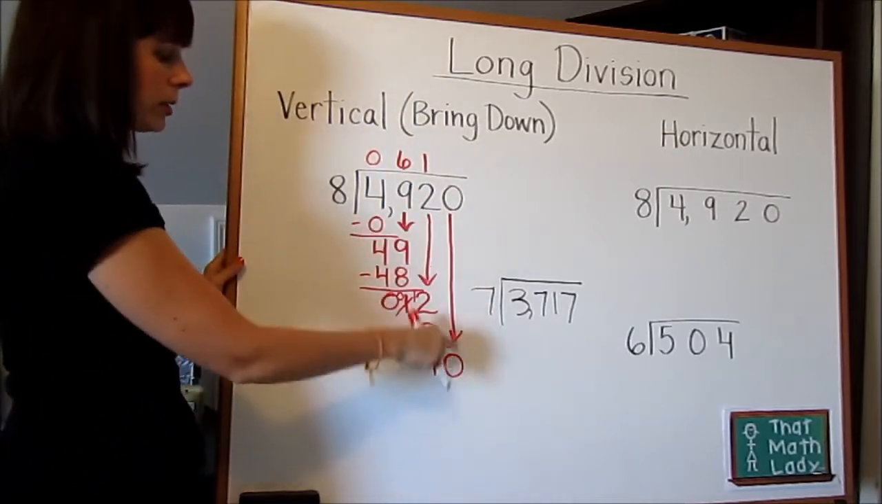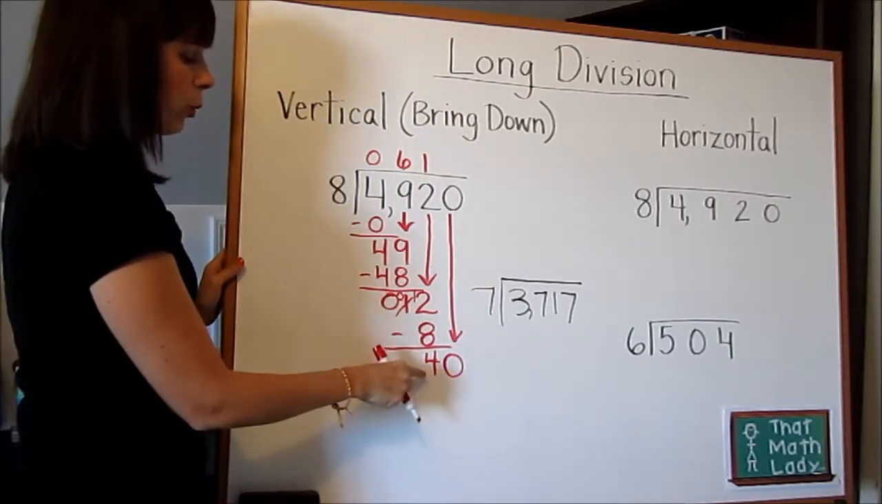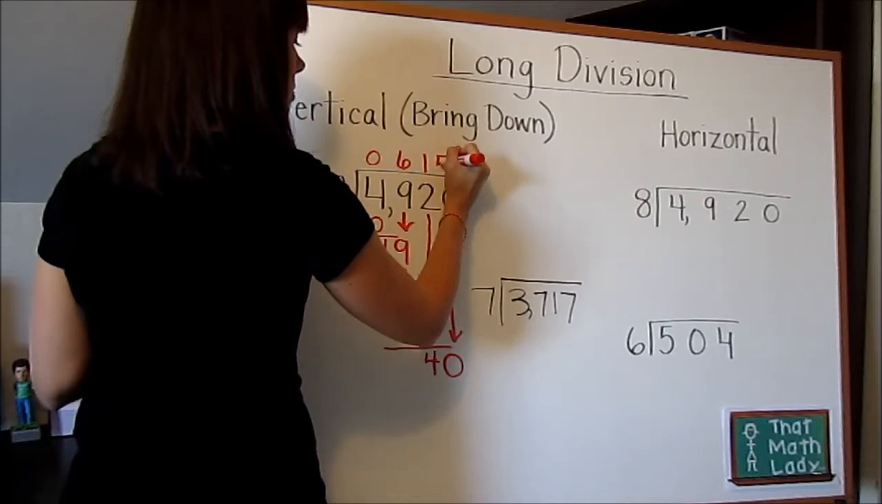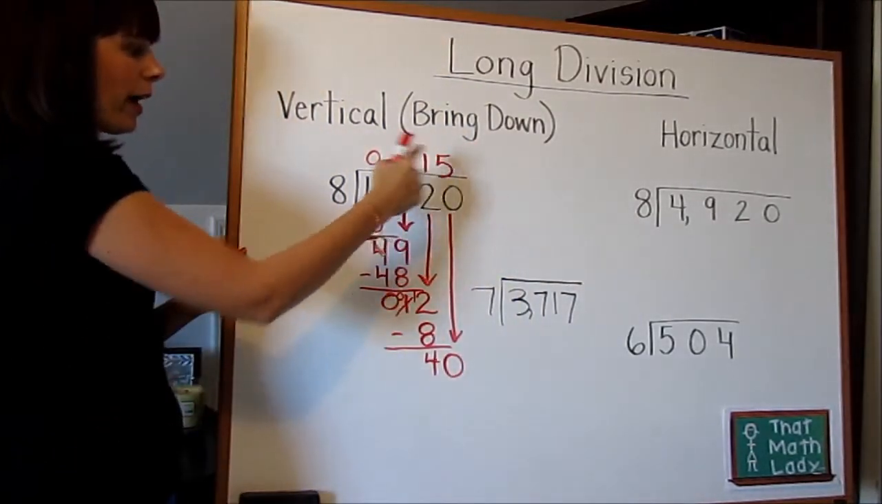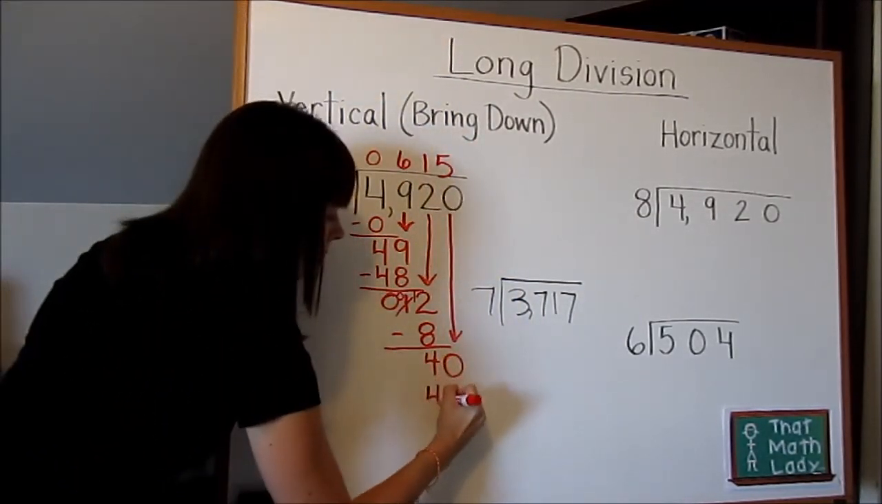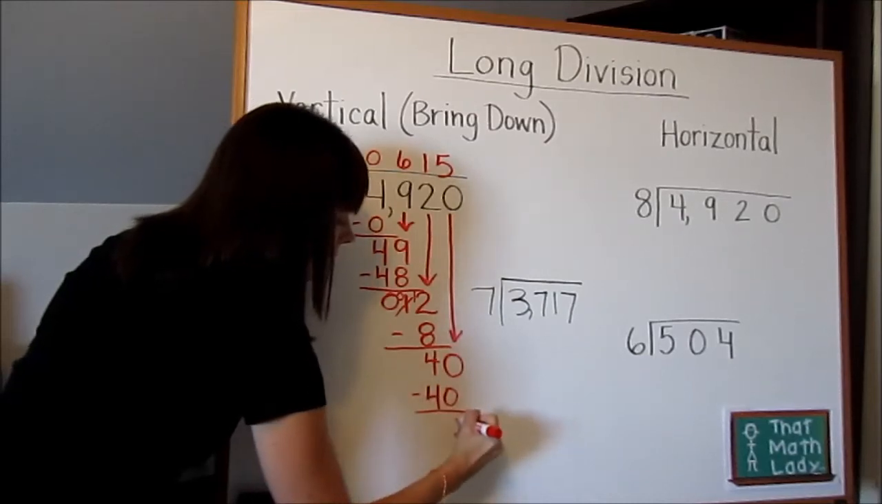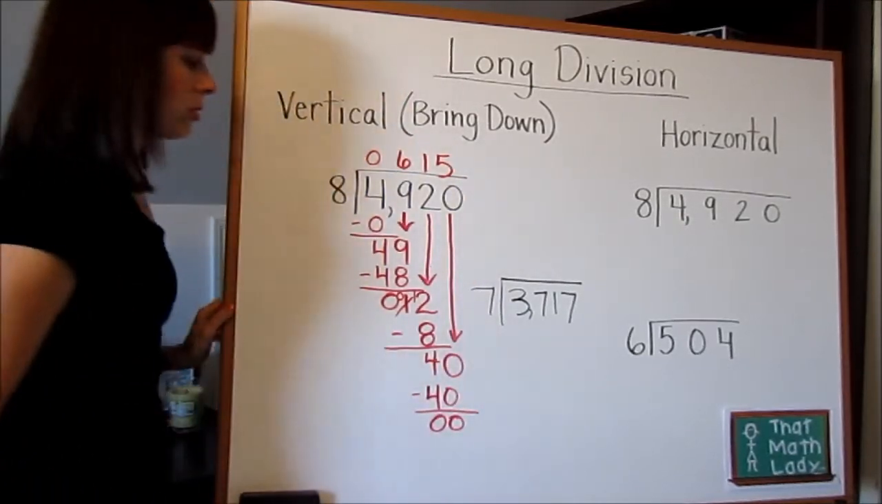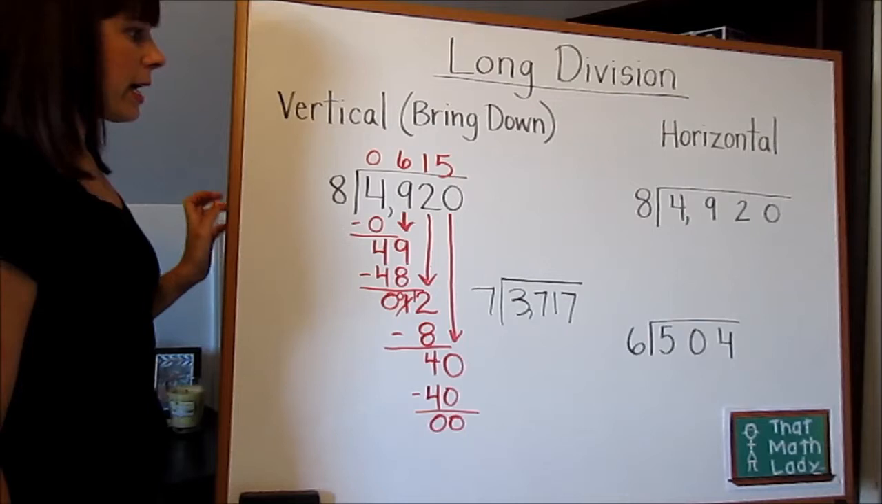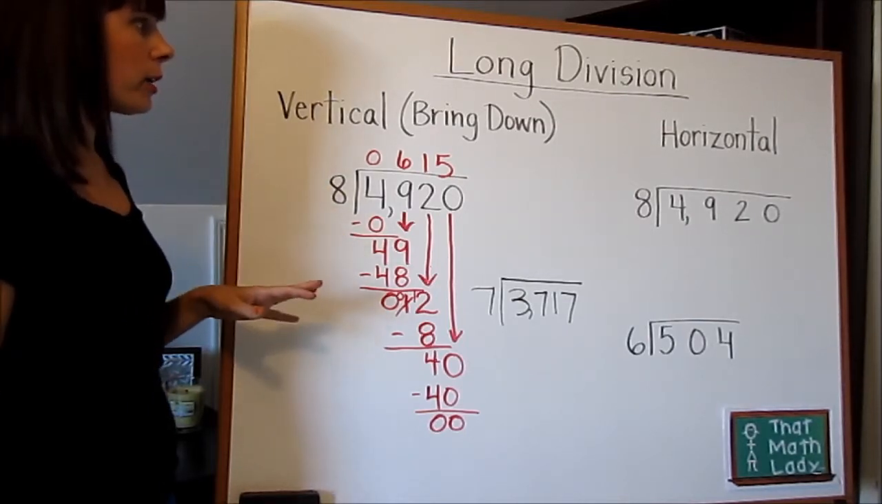Okay, so I brought my number down. 8 goes into 40 5 whole times. See, no remainders. 5 times 8 is 40 also. And if I subtract that, I get zeros.